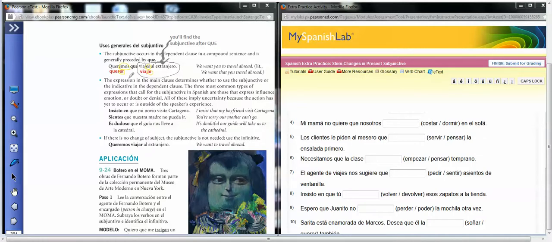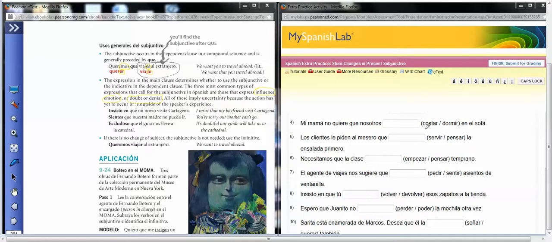The expression in the main clause determines whether or not to use the subjunctive. So you're going to look at the main clause to decide whether the verb that you're using in your dependent clause needs to go in the subjunctive. So if in your main clause, what comes before the que, you have verbs that express influence, verbs that express emotion, doubt, or denial, then you're going to use subjunctive in your dependent clause.